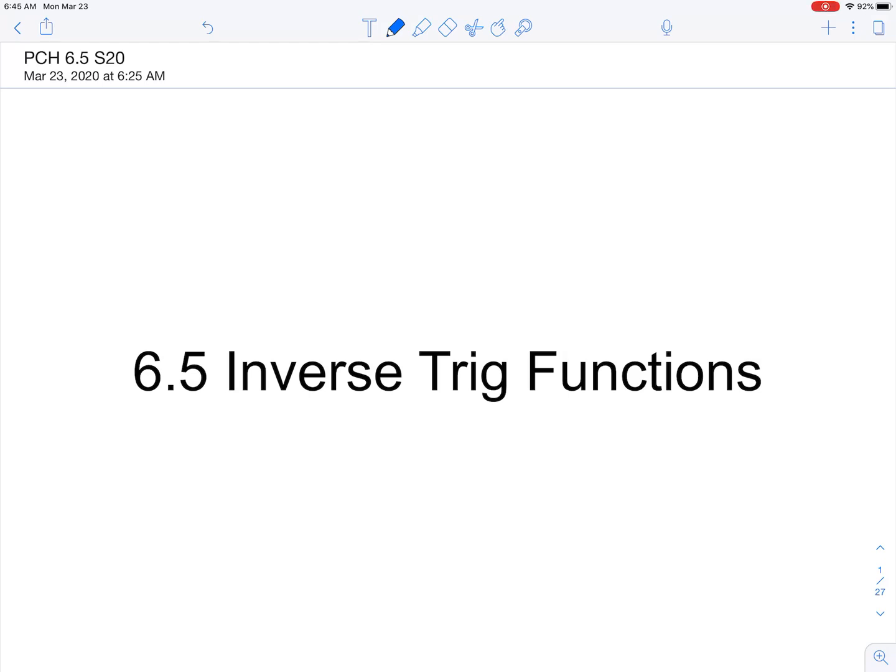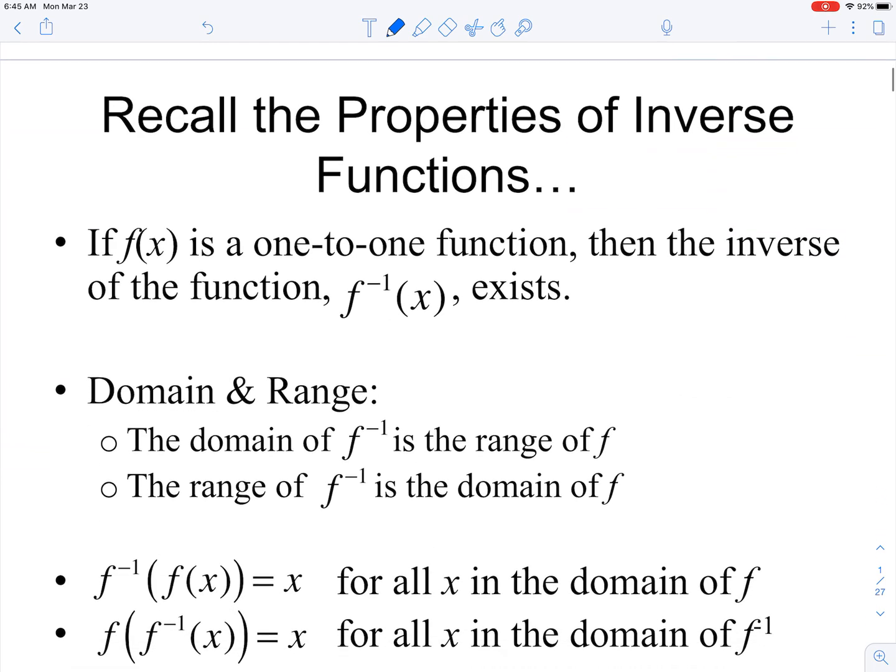Okay, so this lesson is from section 6.5 in the textbook and on inverse trig functions. And I'm going to break this video into two parts because it is a longer section. So we've already studied inverse functions.